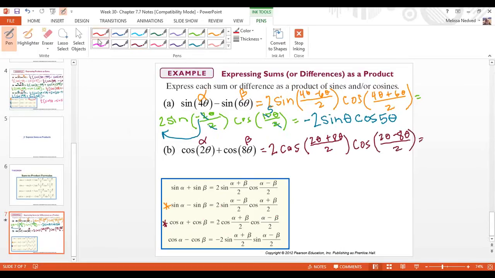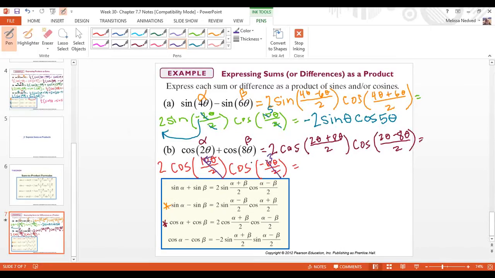And just like we have been doing, we're going to continue simplifying in that same fashion. The 2 stays out front. Cosine of 2 theta plus 8 theta gives us 10 theta, just like we had in the last example, over 2. And cosine of 2 theta minus 8 theta gives us negative 6 theta over 2. Again, do this in as many steps as necessary. My first angle, 10 theta over 2, reduces to just 5 theta. And my second angle, negative 6 over 2, reduces to 3. 6 over 2 is 3, but we have that negative.